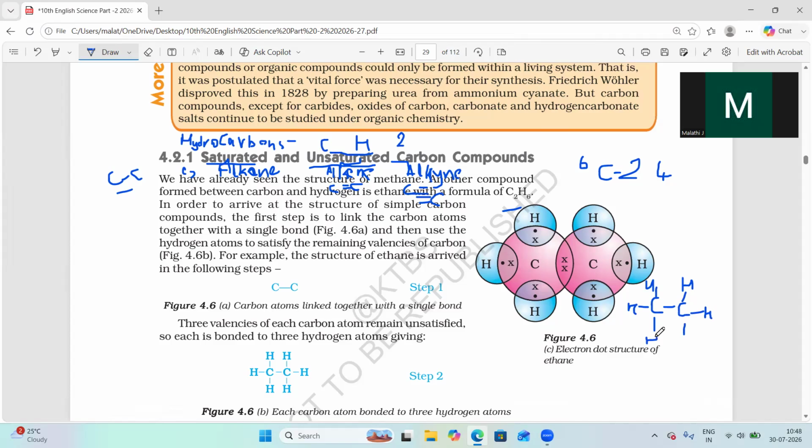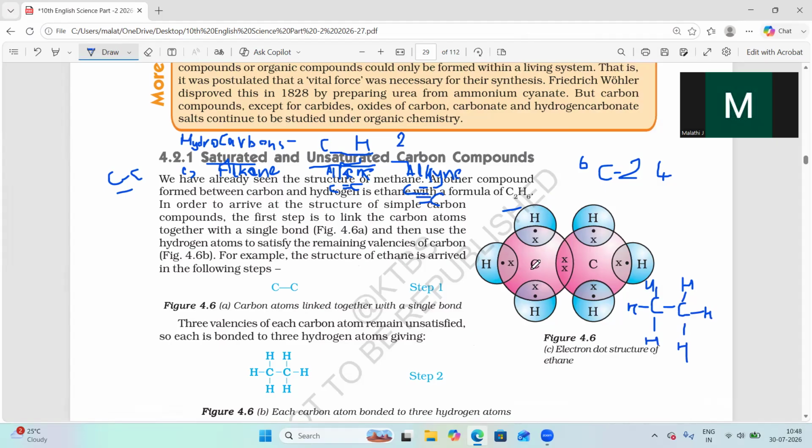So this is the dot structure. They will ask very important dot structure questions in your exams, how these will happen. Wherever you observe, how it comes under single bond, double bond and triple bond between the atoms. So these are the simple carbon compounds. How C2H6 is formed between the carbon and hydrogen, that is ethane.